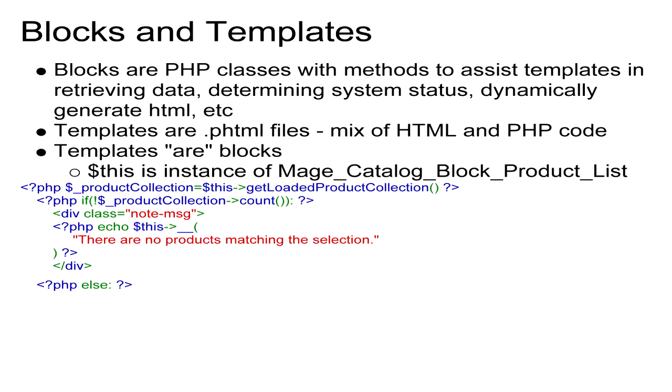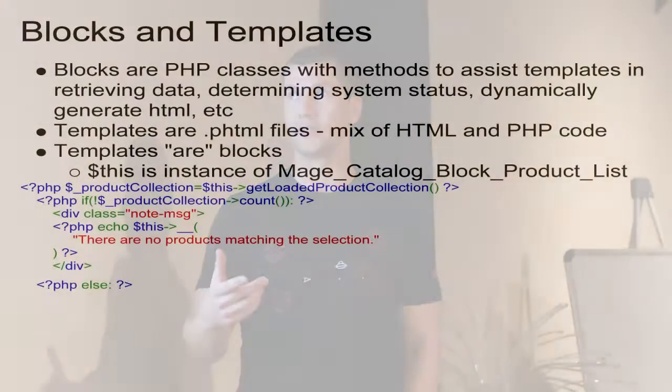Blocks are PHP classes. So in your module code you're going to have blocks, and basically they're standard PHP classes with methods that assist your template in getting data, determining system status, like what store we're in, or anything else that you can ask about the Magento subsystem. You do that in your block classes.